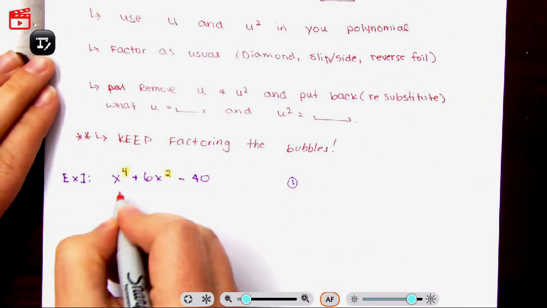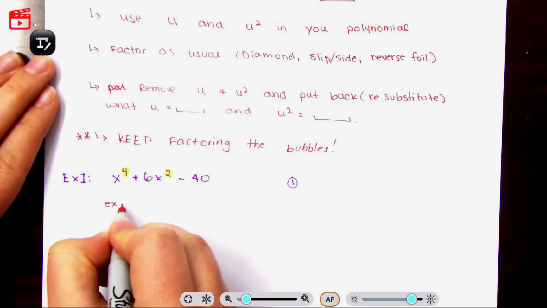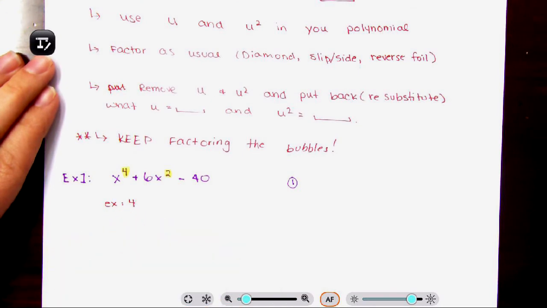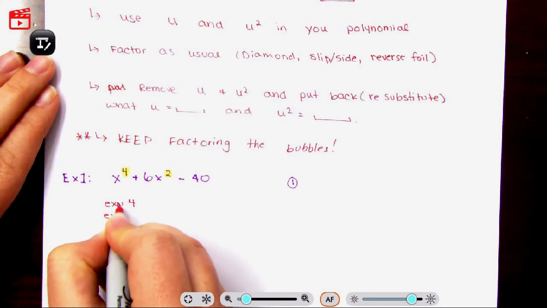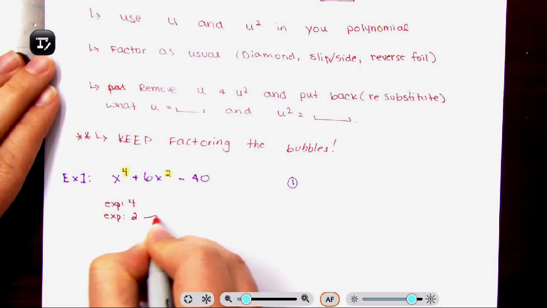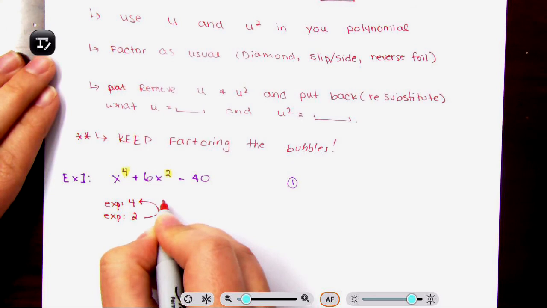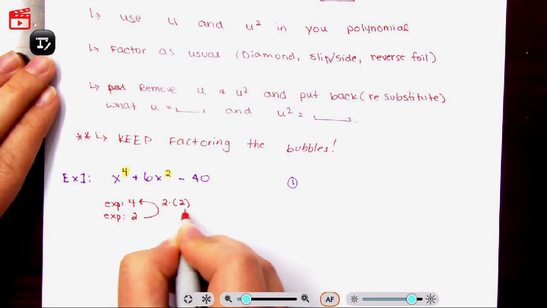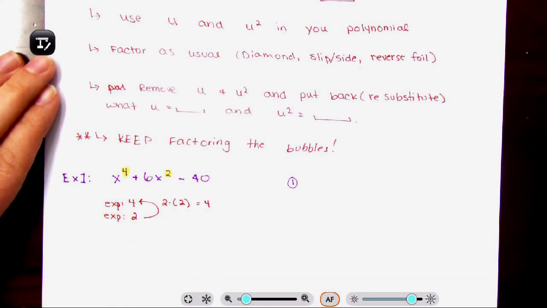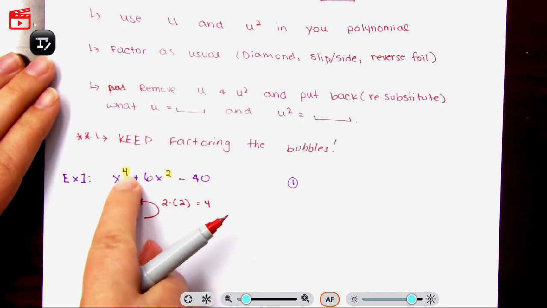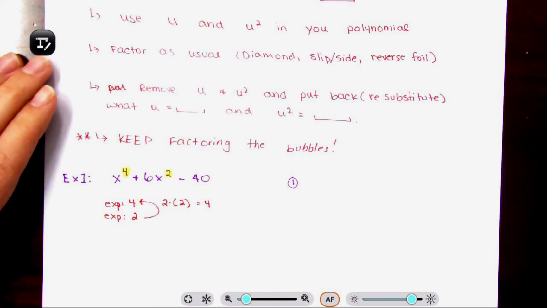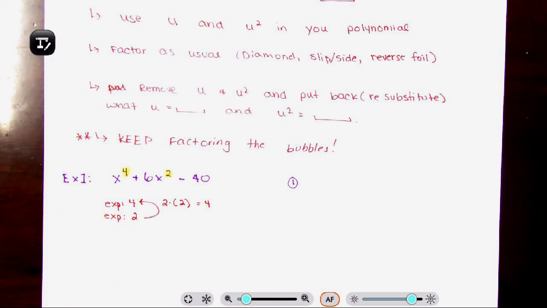So for example, here I have an exponent of 4, and then I have an exponent of 2. So the highest exponent is 2 times 2, which is 4. Therefore, U substitution will work. 2 times 2 is 4, therefore it will work. So let's go back to our U substitution.